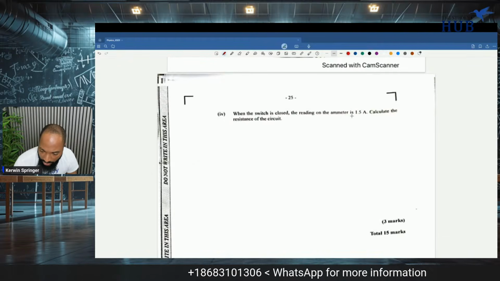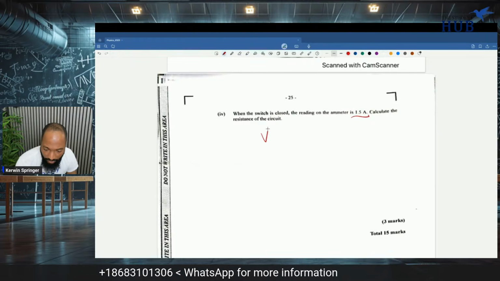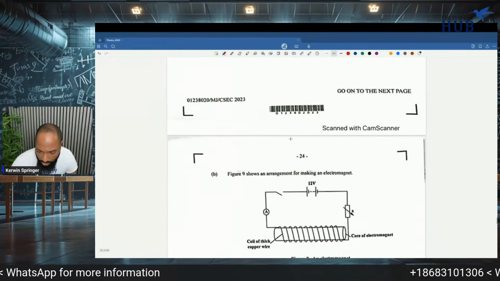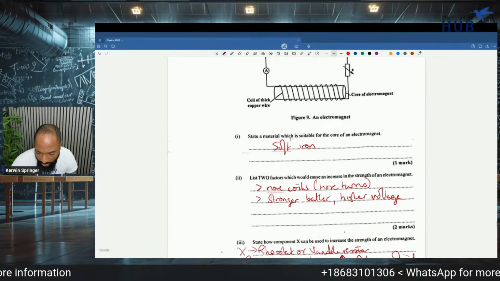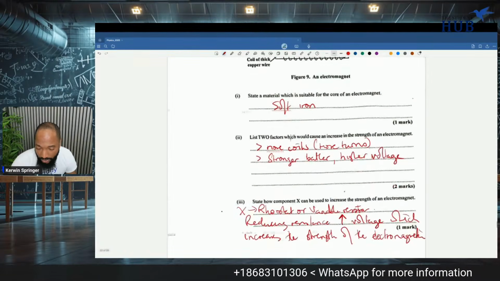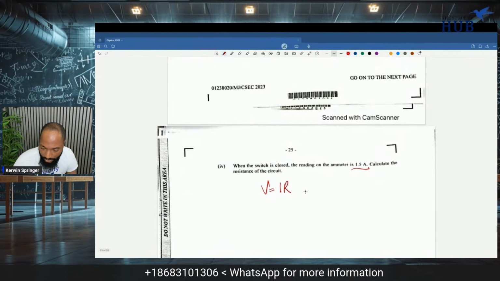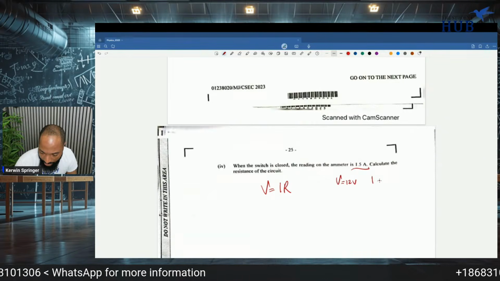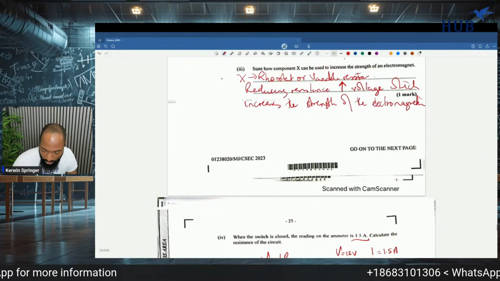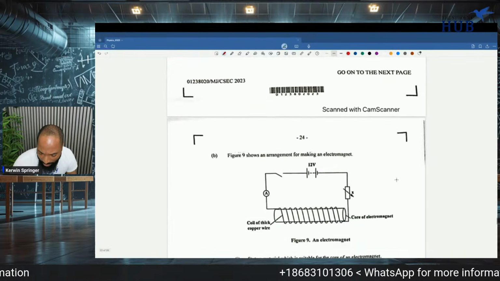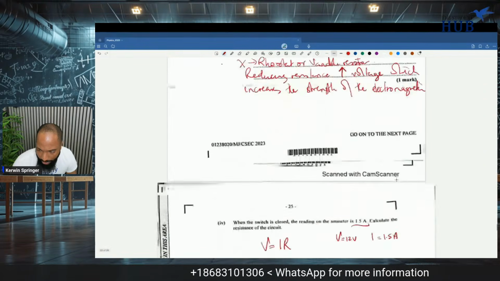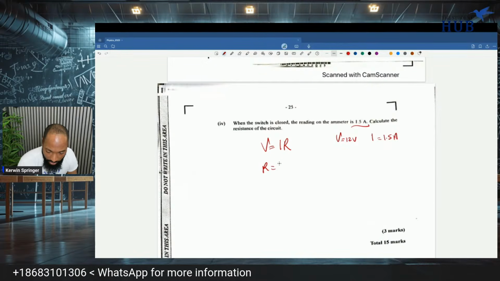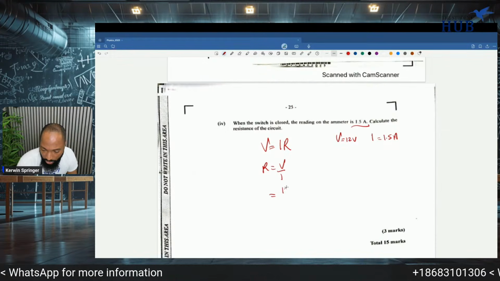When the switch is closed, the reading on the ammeter is 1.5. Calculate the resistance. V is equal to IR. Is this just a case of V is equal to IR? Was there something else I'm missing here? Oh, 12 volts. So V is 12 volts, I is 1.5 amps. Free marks. So R is equal to V over I, which is 12 over 1.5.